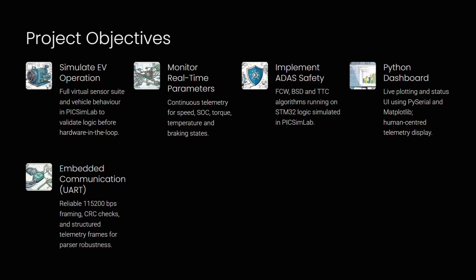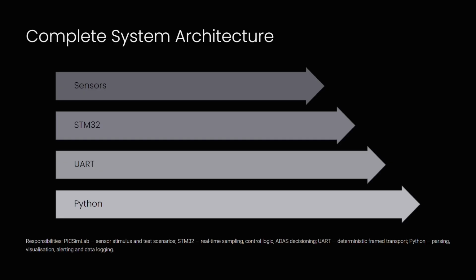Project objectives. Our project was fivefold: simulate complete EV operation inside PiximLab, monitor real-time parameters like speed, SOC, torque, and temperature, implement core ADAS safety features, build a live Python dashboard, and establish reliable UART communication between the embedded system and the host. Now we move to the system architecture.